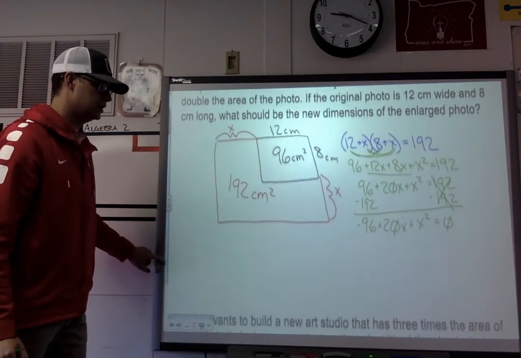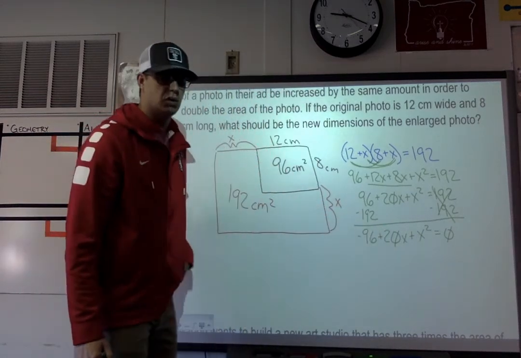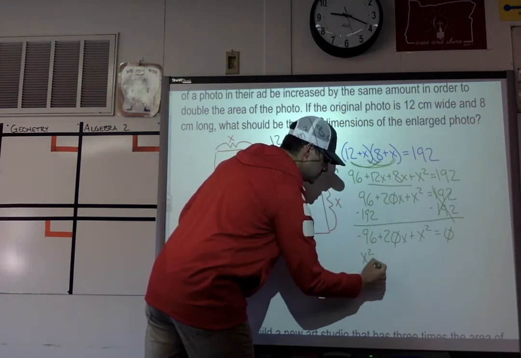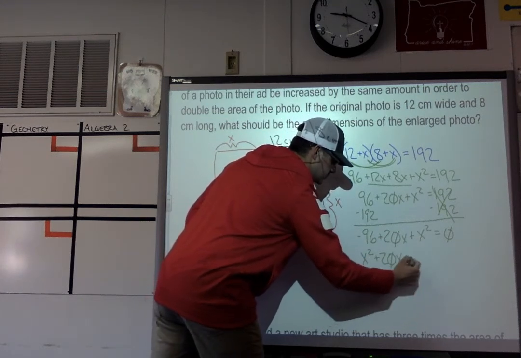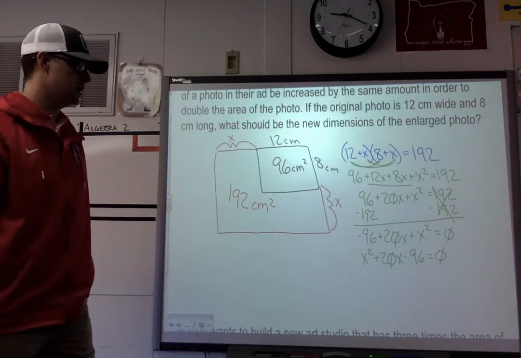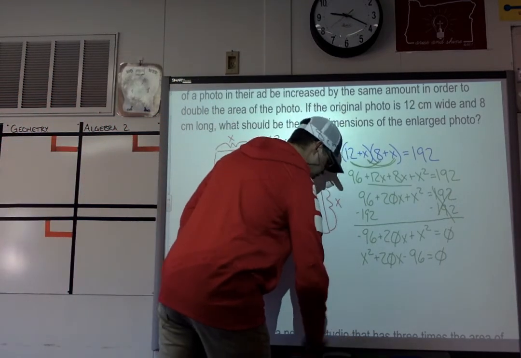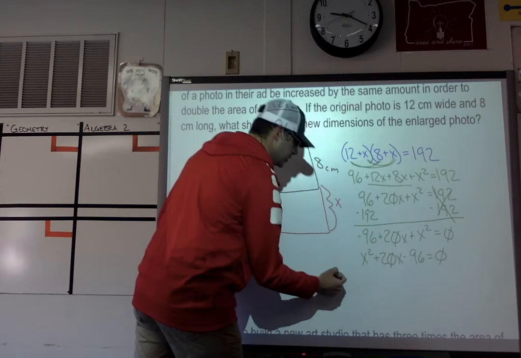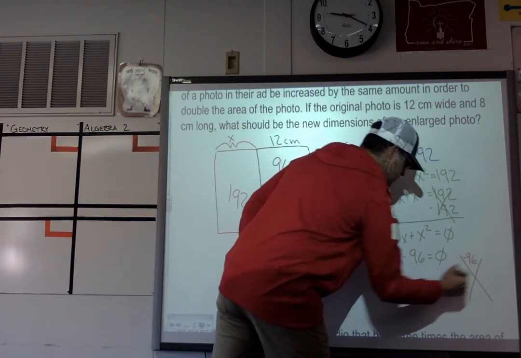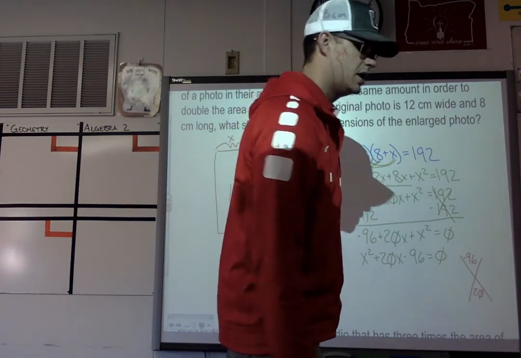So I'm closer to getting my answer now. I need to write this in descending order to be able to factor. So I need to have my x squared first, plus 20x minus 96 is equal to 0. Now I can factor this. I need to come up with, using my diamond method, two numbers that multiply to negative 96 and add to 20.